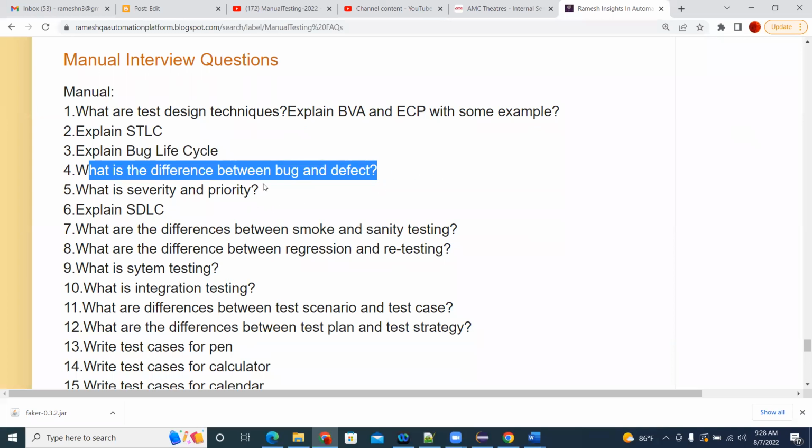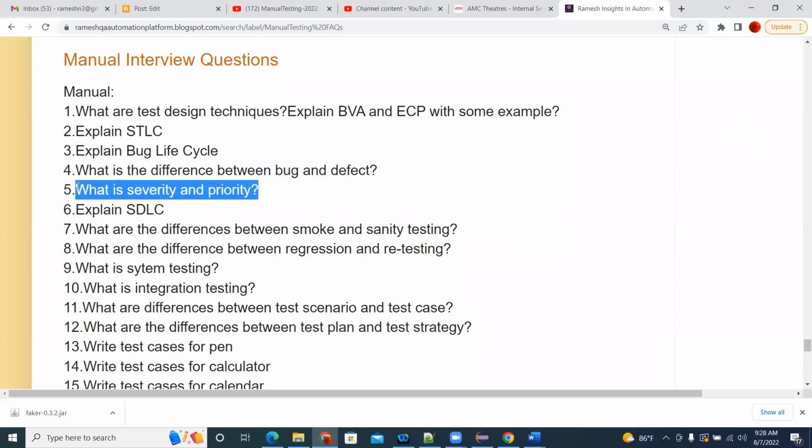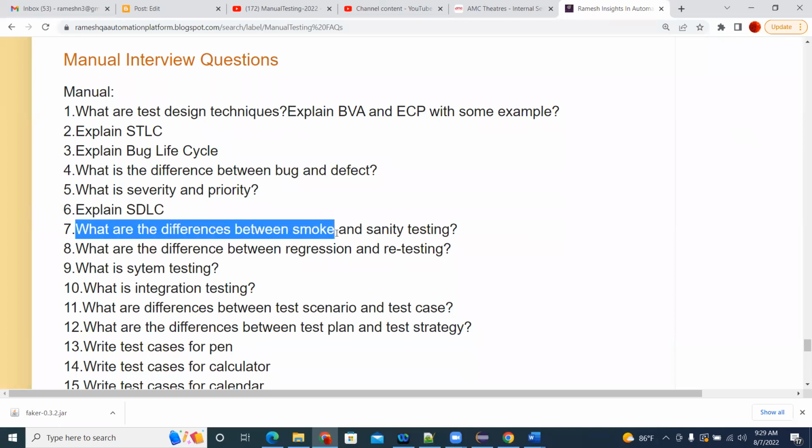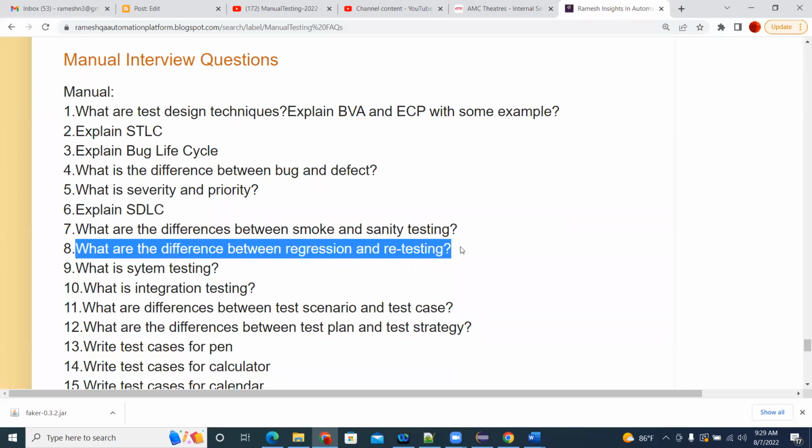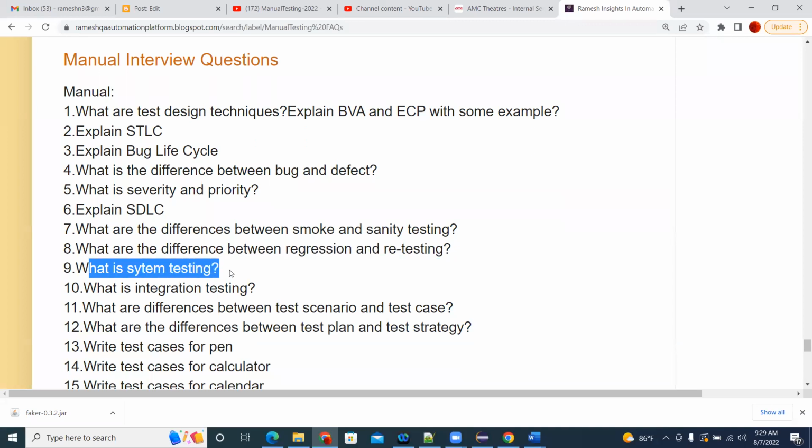What is severity and priority? So you give an example with the severity and priority also. So explain SDLC. This is rare, nowadays nobody is asking this. What are the differences between smoke and sanity testing? I explained yesterday, smoke testing and sanity testing. So what is the difference between regression and retesting? In the beginning classes, we discussed this. What is system testing? So what is integration testing?